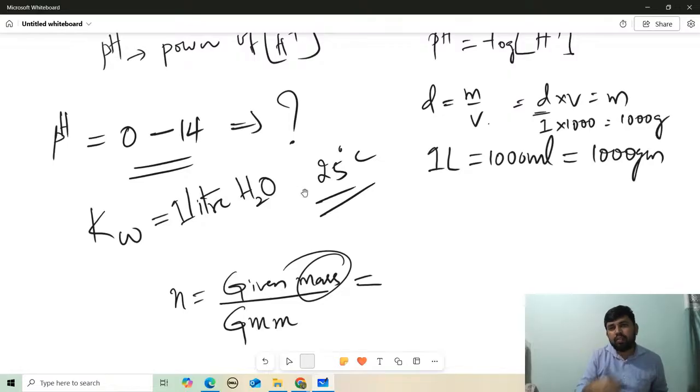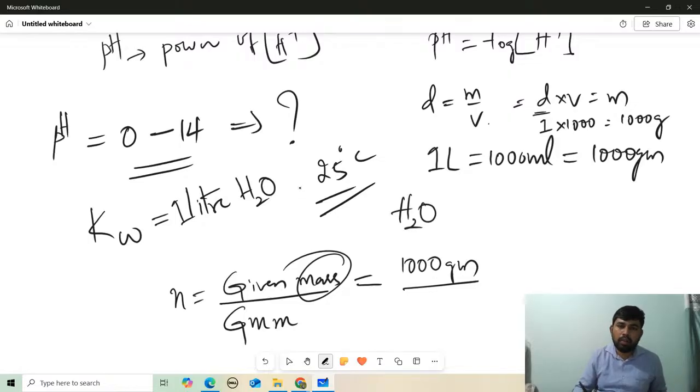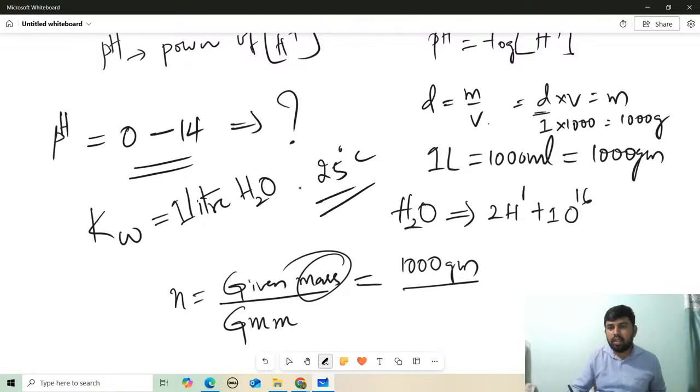This is not the case for all other liquids, only in the case of water. Now see, the given mass is 1000 grams. What is the gram molecular mass? The water formula is H2O. How many hydrogens are there? 2 hydrogens, each of mass 1, plus 1 oxygen. What is its mass number? 16. So 2 into 1, 2 plus 16 is equal to 18 amu.